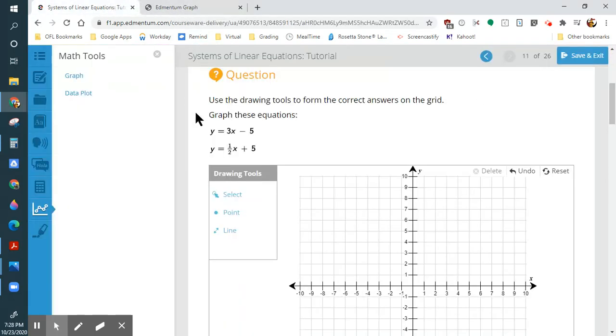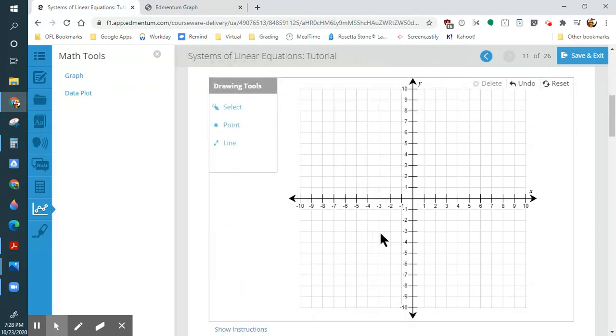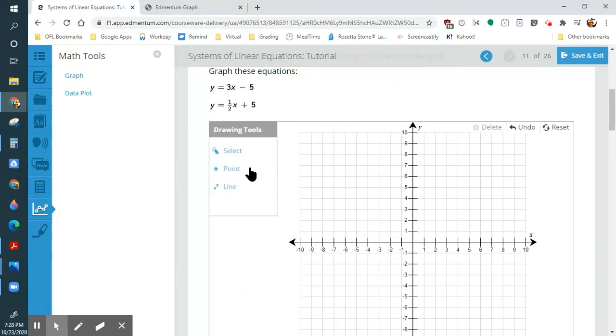The only downside is you have to plug it in yourself. But hopefully you understand how to do this at this point in time. So the first thing, I want to do my first equation. I'm going to start at my intercept. So I'm going to plug a point at my -5.